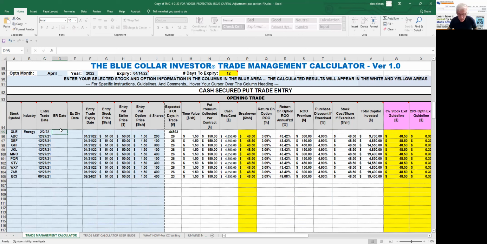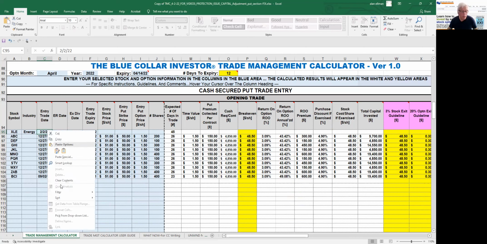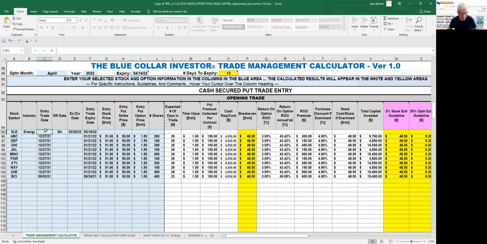Now, ETFs, as you know, do not have earnings reports, but some of them do have ex-dividend dates. And the expiration date, we entered the trade 2/22, and the expiration date was 3/18. I had 2/2 here. It should be 2/22. Let me clear the contents and put 2/22.